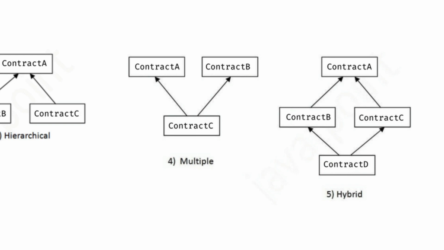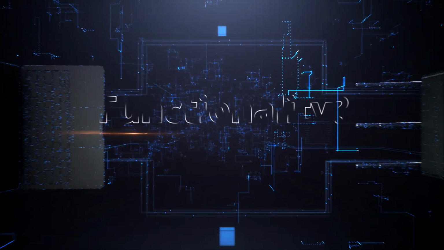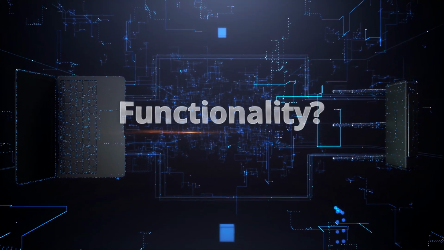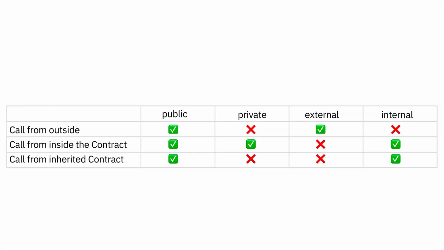In the hybrid case here, of course, it doesn't mean we now have the functionality of contract D twice in contract A. Functionality can, of course, only exist once. But what exactly do we mean by functionality? Well, we mean all its public, external, or internal state variables and functions. And now you know where the internal definition is used for.